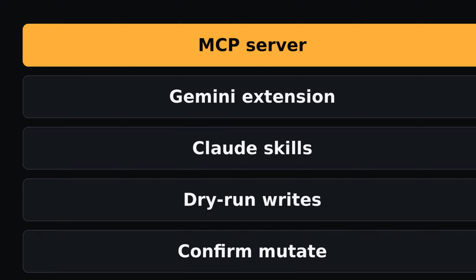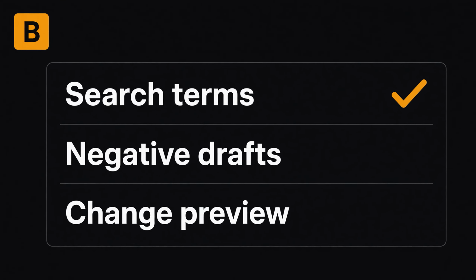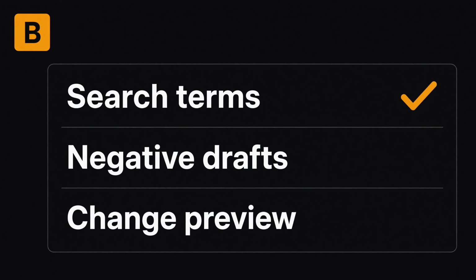You install the MCP server before any model-specific piece because every later skill assumes those tool names exist. If Gemini or Claude loads first, the agent invents tool shapes that do not match production. Starting with MCP locks the contract. Search terms, negative drafts, bid reads, and change previews all share one schema the rest of the stack can trust.